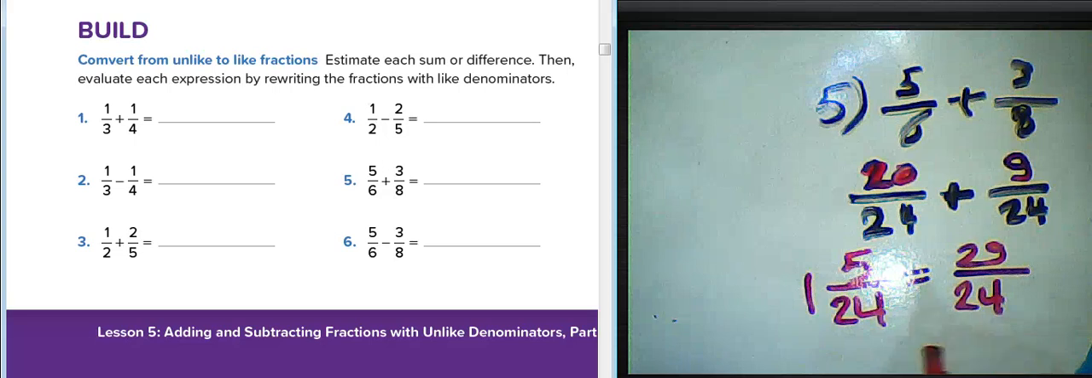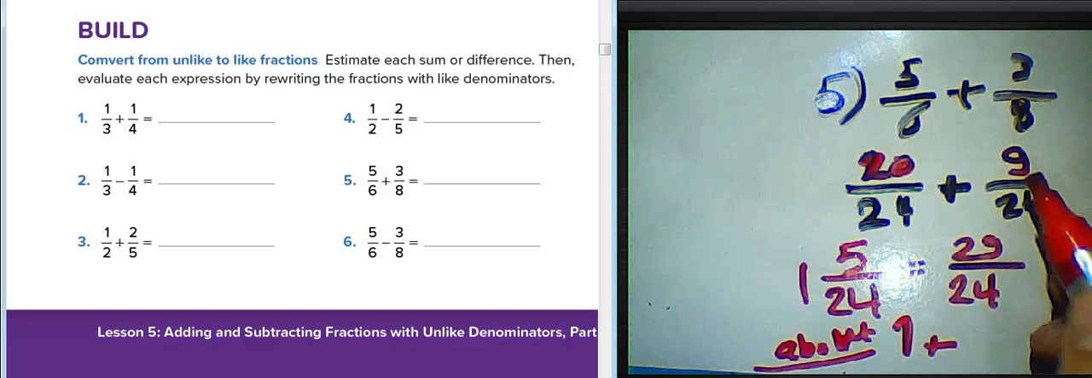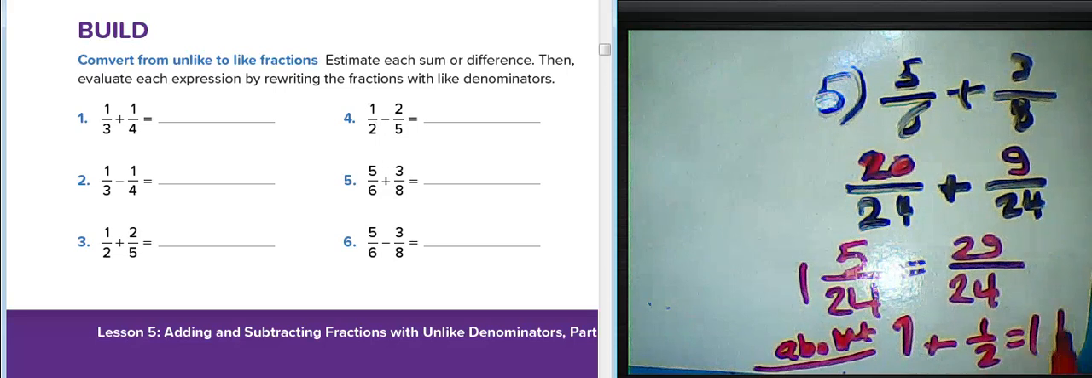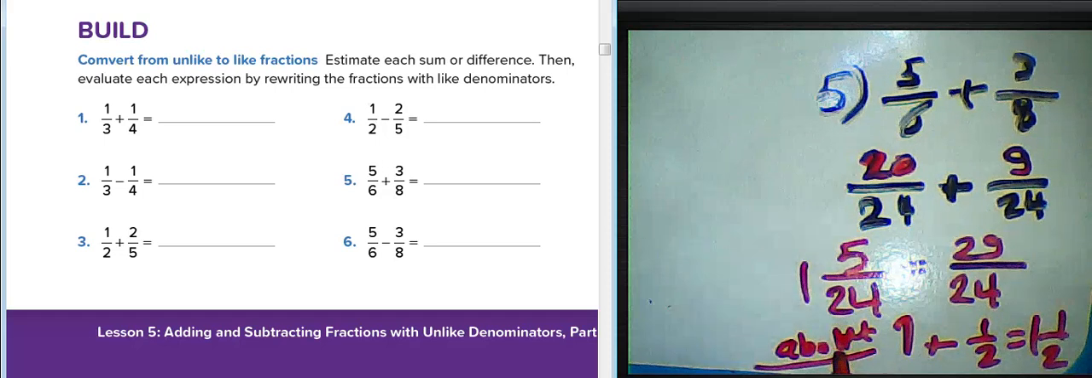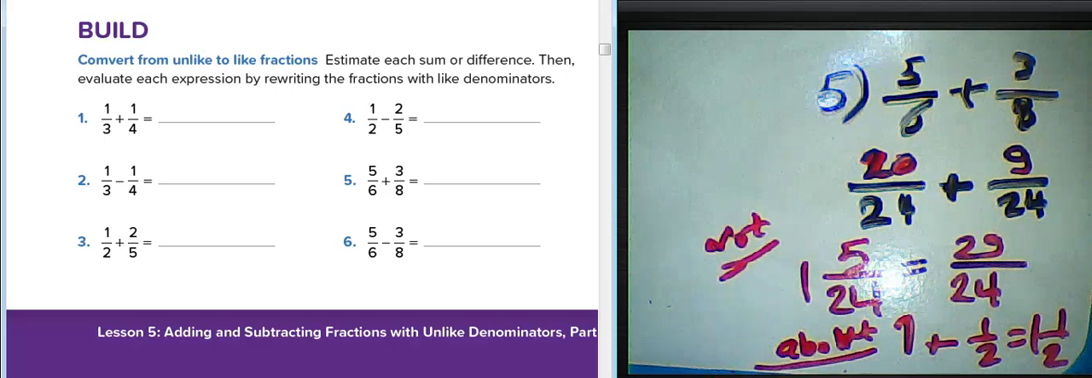And what about the estimation here? 5 over 6 is nearest to 1 and 3 over 8 is nearest to a half. The result will be 1 and a half. And what about half of 24? 12. The 5 is less than half of the denominator, so this number will be not reliable, because it's less than the actual number.